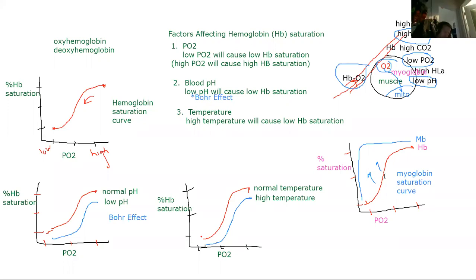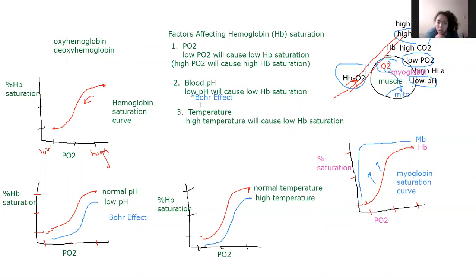Other questions on here? So you have four curves. You have the hemoglobin saturation curve, the Bohr effect, the curve showing how temperature affects hemoglobin saturation, and the myoglobin saturation curve. Okay, you need to be able to explain all of them, what they are and their importance.